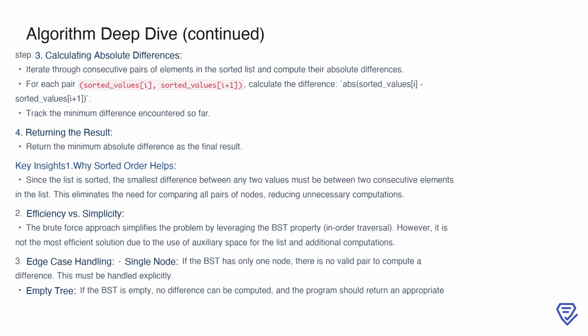A key insight here is that, because the list is sorted, the smallest difference between any 2 nodes will always occur between 2 consecutive elements in the list. This eliminates the need for a more computationally expensive comparison of all possible pairs. However, while this approach is simple and leverages the BST's properties effectively, it is not the most efficient since it requires additional space for the list and extra computation steps.